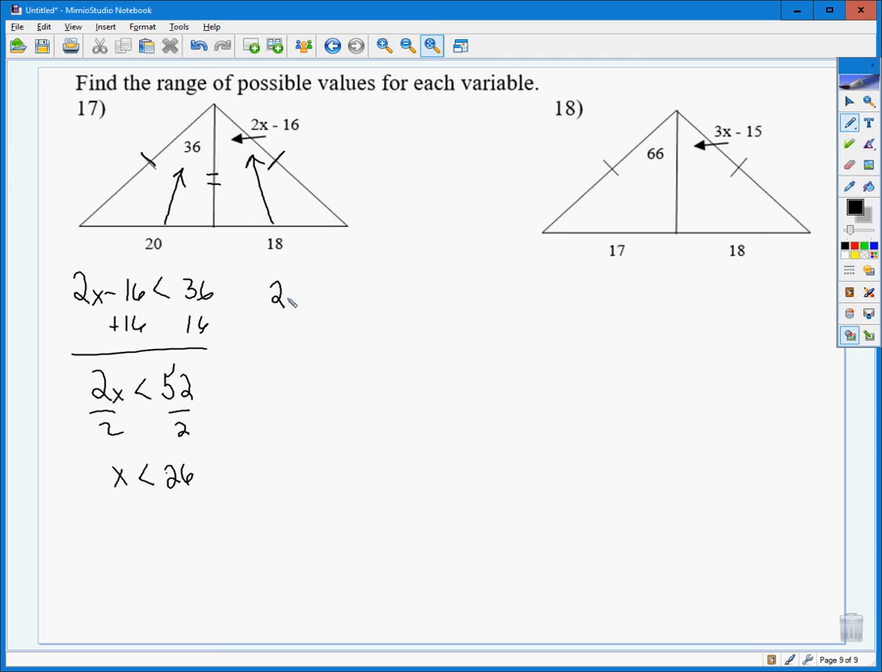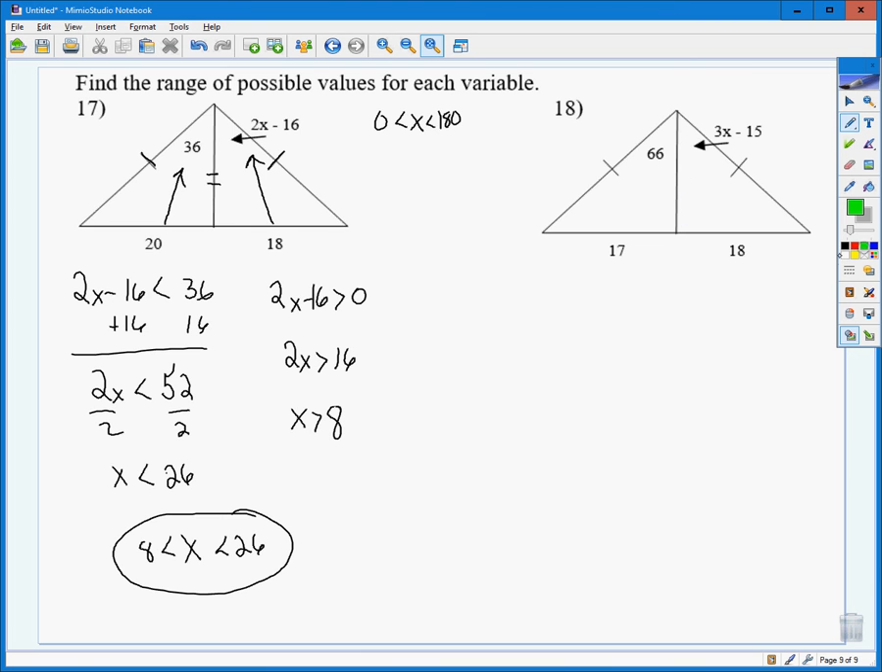Because this is an angle, I know that an angle has to be bigger than 0 or less than 180. Because I've already done the less than part, I'm going to take the 2x minus 16 and compare it to what it has to be bigger than, which is 0. So 2x has to be greater than 16. Dividing by 2, x is greater than 8. Okay, so I have x is greater than 8, x is less than 26.